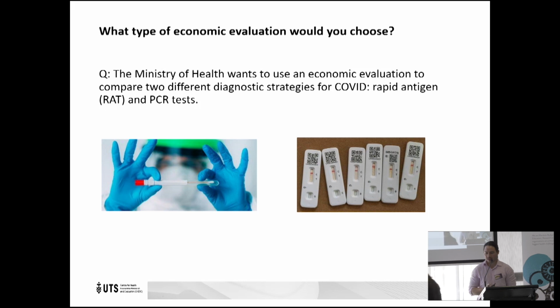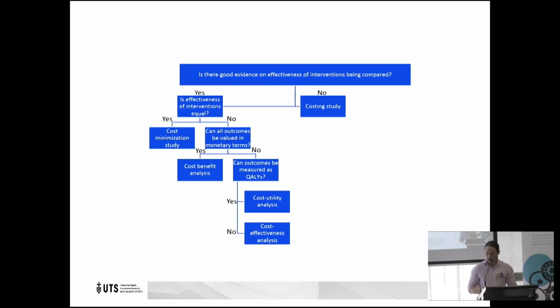Great. So we'll move on to our next question. The Ministry of Health, obviously not during that acute COVID stage, but post-COVID, maybe earlier this year, wanted to come to you and ask for an economic evaluation to compare two different diagnostic strategies for COVID, rapid antigen tests and PCR tests. So what's the health problem being addressed here? Are we talking about treating COVID or diagnosing COVID?